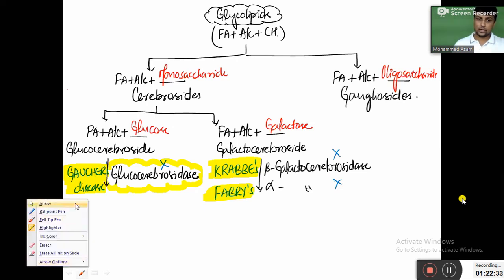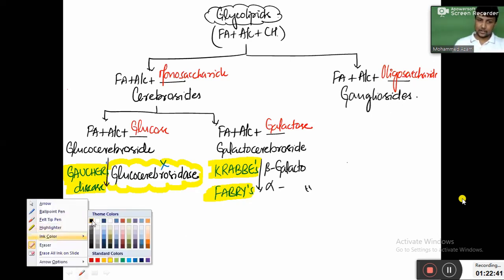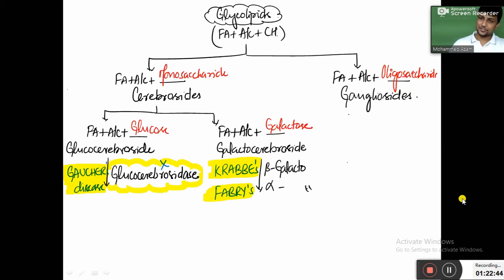Once you all are done here, my dear friends, let us go towards the other side. What about gangliosides? I'm not going to torture you more here. Gangliosides have no further classification; they directly undergo metabolism. But the problem is that the name of the enzyme will be different. They are metabolized by an enzyme known as hexosaminidase. Gangliosides are metabolized by the enzyme hexosaminidase.